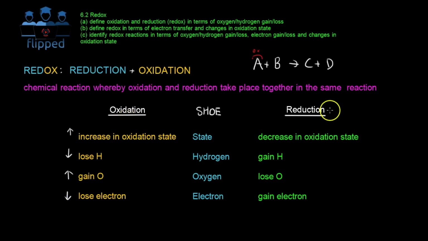The opposite applies for reduction. In terms of state, reduction is defined as decrease in oxidation state. In terms of hydrogen, reduction is gaining H. In terms of oxygen, reduction is losing O, oxygen. And in terms of electrons, reduction is gaining electrons. So you can see that they are opposite of each other. Oxidation and reduction are basically opposites of each other. And how do you remember them? There is this mnemonic called SHOE, SHOE. You can remember that there are four definitions to oxidation and reduction.